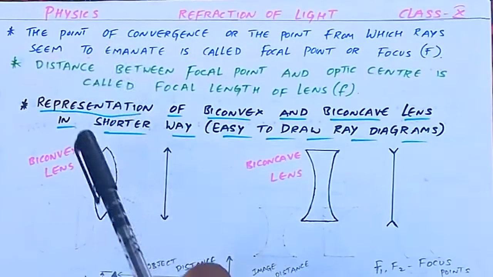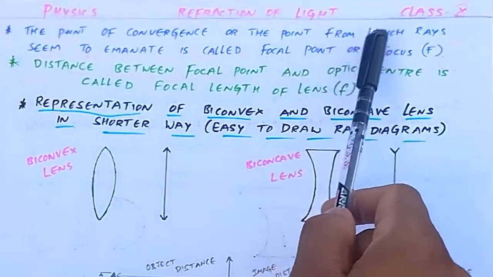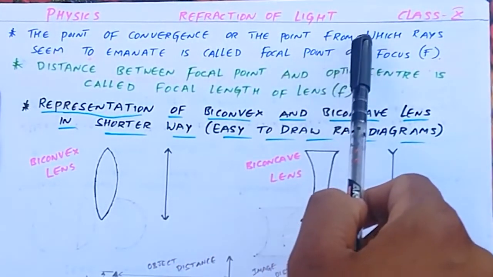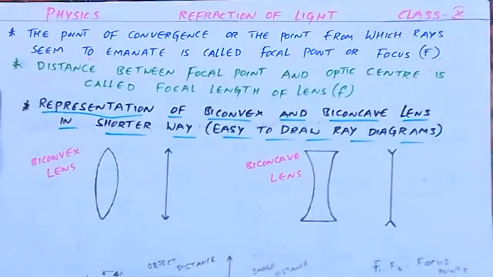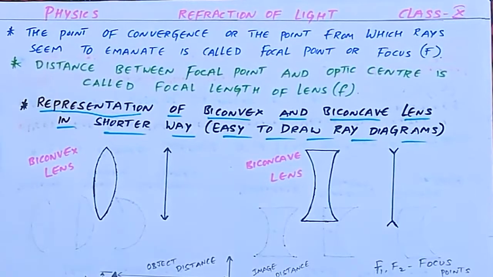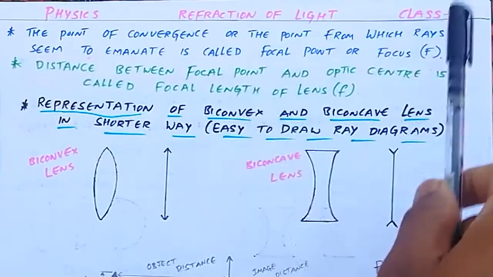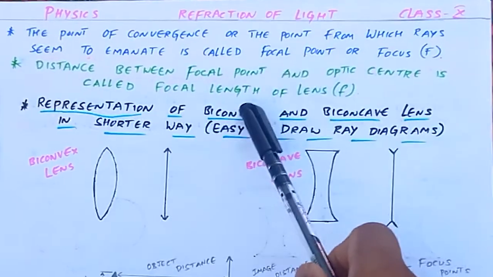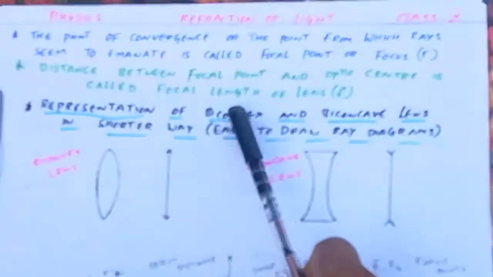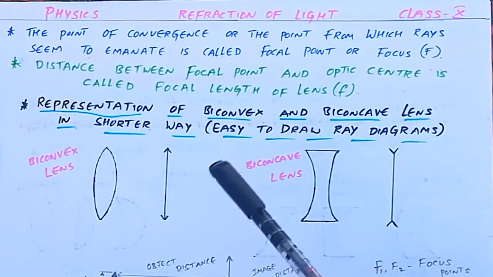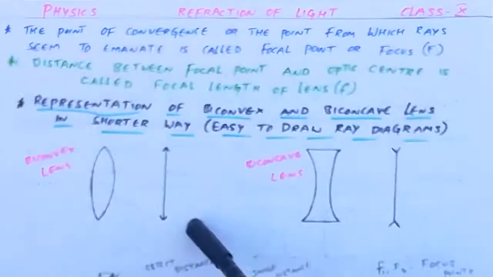The point of convergence, or the point from which rays seem to emanate, is called the focal point or focus. So where the rays converge or diverge, that point is nothing but the focal point, or we say focus. The distance between the focal point and the optic center is called the focal length of the lens. Anyway, I'll explain through the diagram.